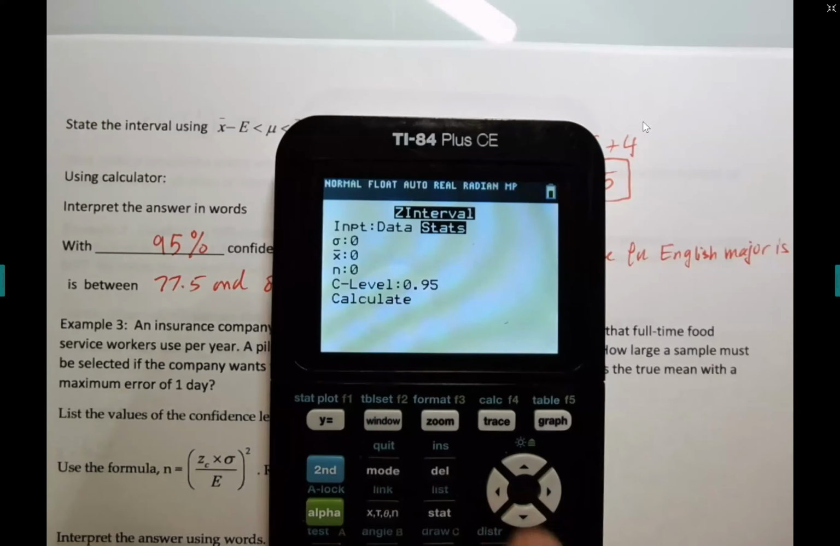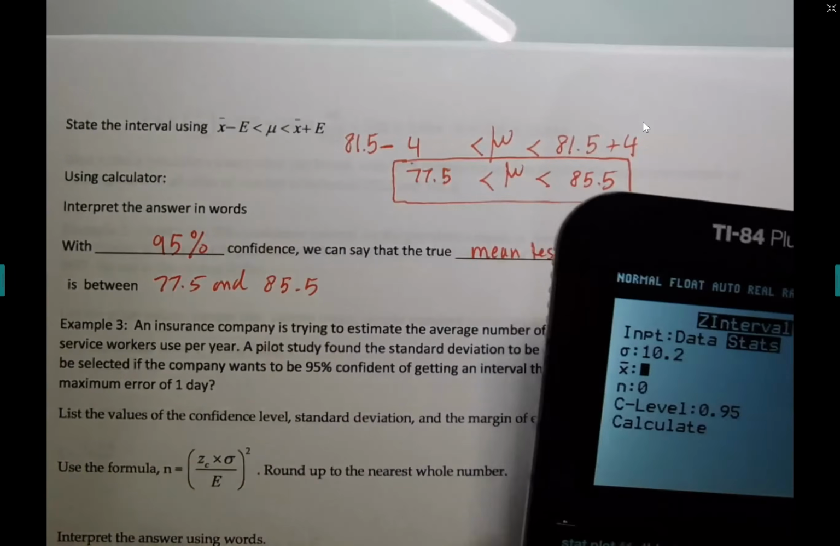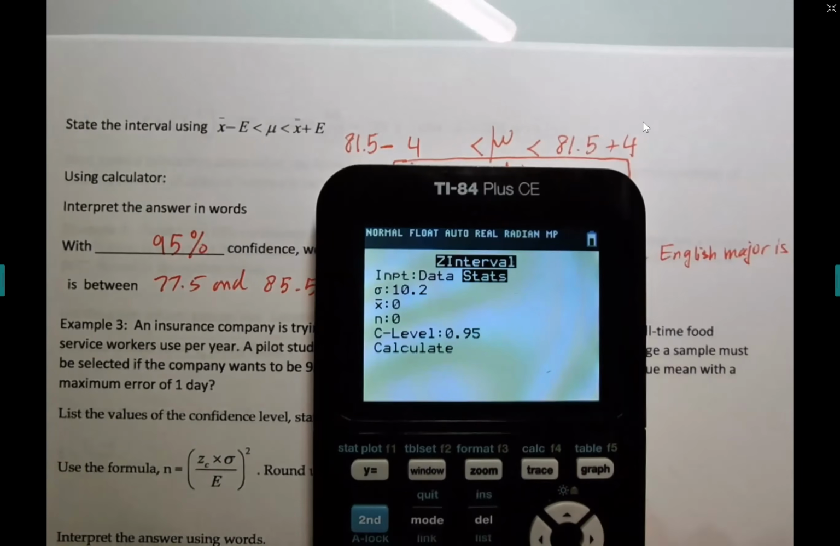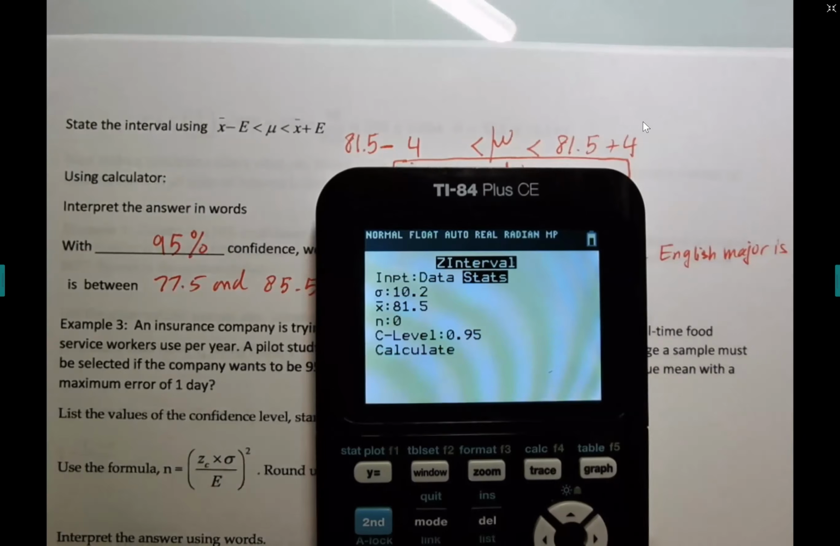What is sigma, guys? What was sigma in the problem? 10. That's what I meant, guys. It's important to be able to distinguish the variables, so to know how to input this into the calculator. X bar was 81.5. N was 25, and the calculator needs to know the confidence level. For the confidence level, guys, you can put 95 or you can put 0.95. I think the calculator will take it either way.